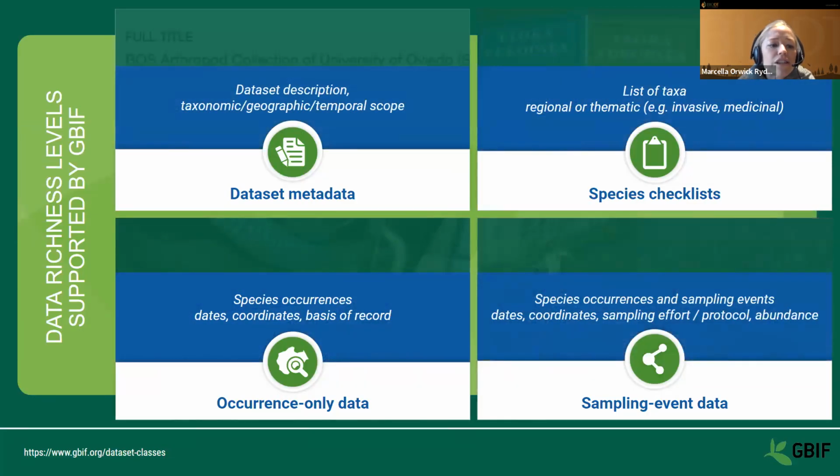So the data richness levels that are supported by GBIF. The data richness can be fairly light or quite heavy, actually. We have data sets with the metadata available. We can even just take species checklists. There is occurrence only data, and there's also sampling event data. So depending upon the type of data, there's a different level of richness that can be associated to it and can be found on the GBIF website.